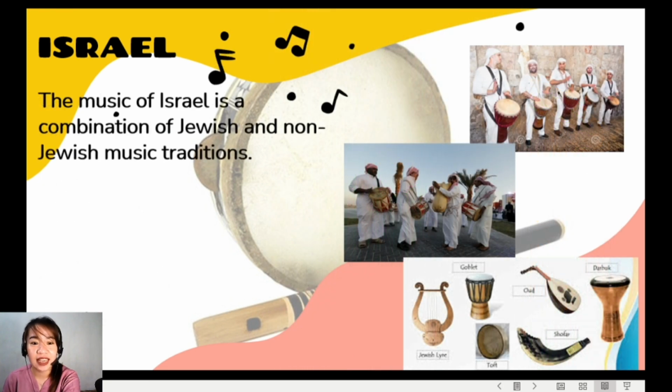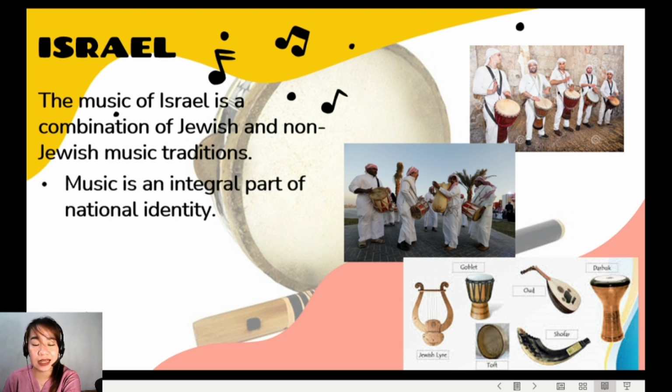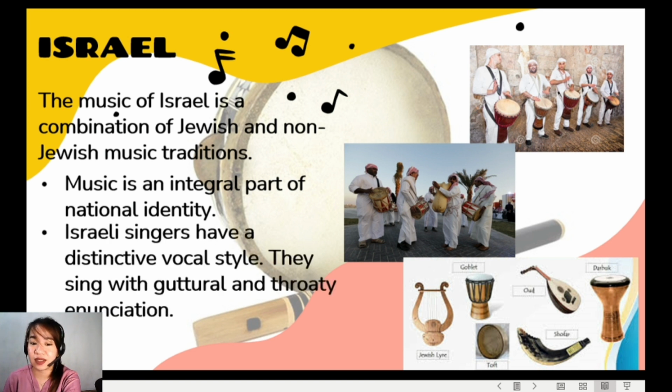Next one. Let's talk about Israel more. The music of Israel is a combination of Jewish and non-Jewish music traditions. Music is an integral part of national identity. Israeli singers have a distinctive vocal style. They sing with guttural and throaty enunciation.